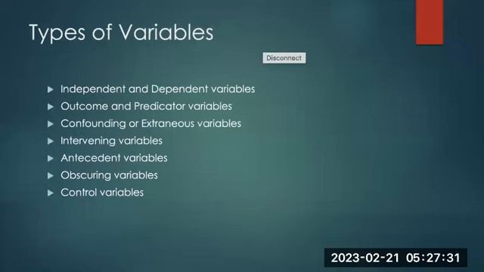Next, an obscuring variable is a variable that interacts with dependent and independent variables in such a way as to make the two variables appear less closely related than they really are, and it hides their true relationship.